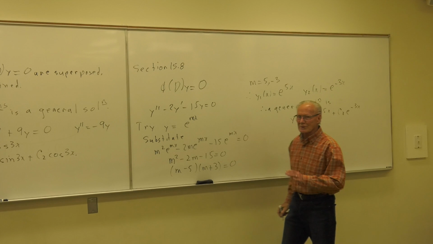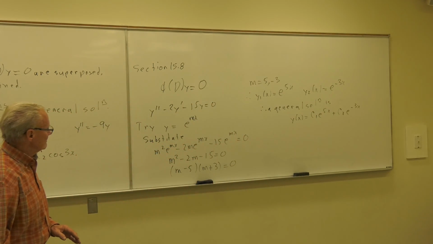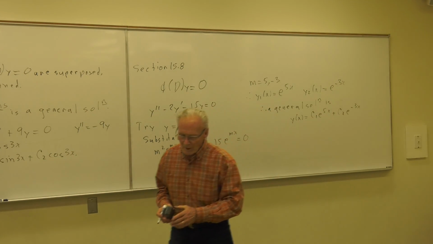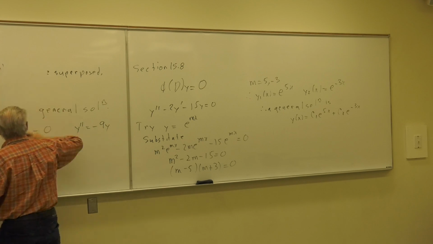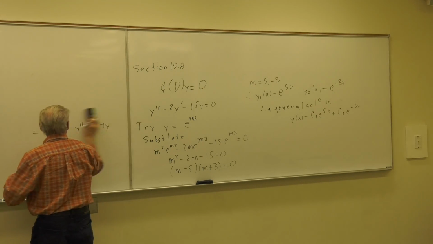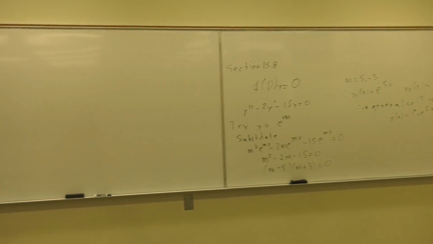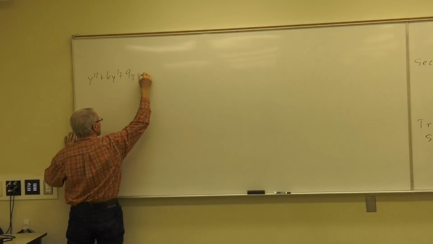So that worked very well. Well, let's try another one. I have another one here: y double prime plus 6y prime plus 9y is equal to 0.